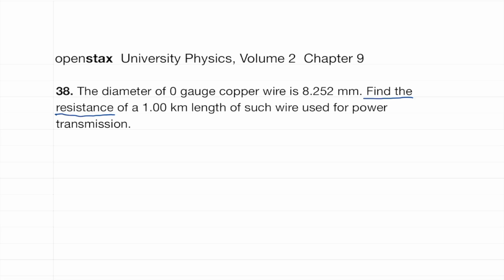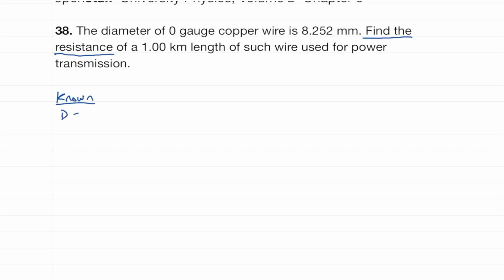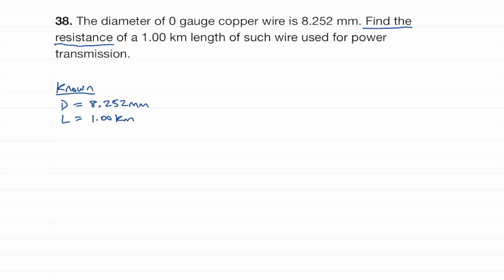Okay, so let's write down what we know. We have a diameter of 8.252 millimeters. That will need to be converted into meters, and we will also need to divide it in half to make it a radius. The length of the wire is 1 kilometer.